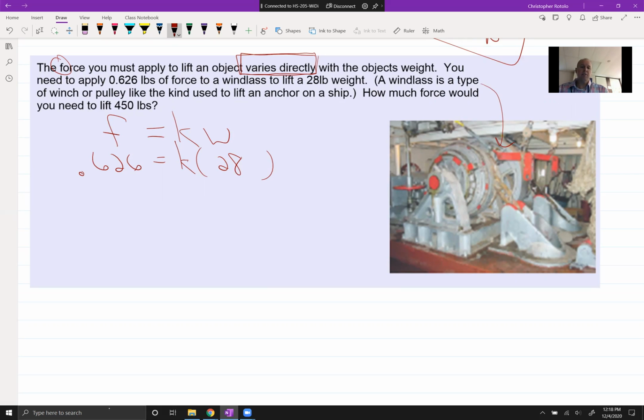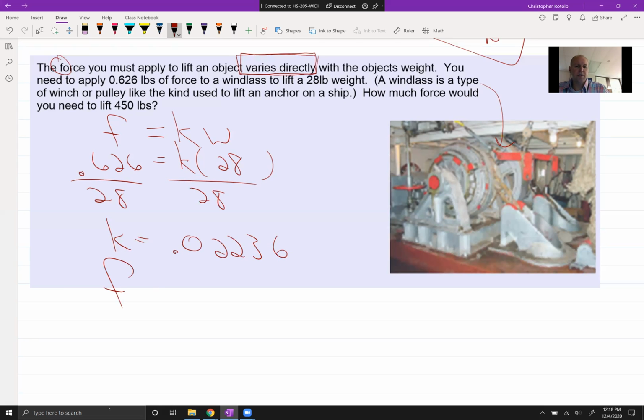Here's how it works. If this is what's going on, we're going to divide by 28. I want you to think about this. I'm going to take like 63 cents and divide it amongst 28 people. Big number or small number? Really small number, right? 0.626 divided by 28 is 0.02236. We'll cut it off there.